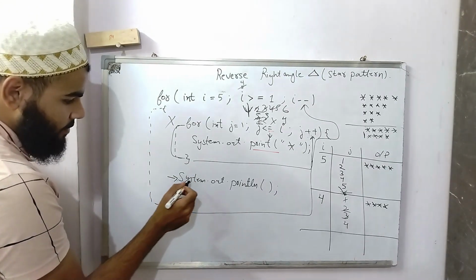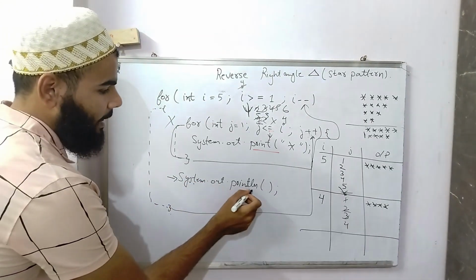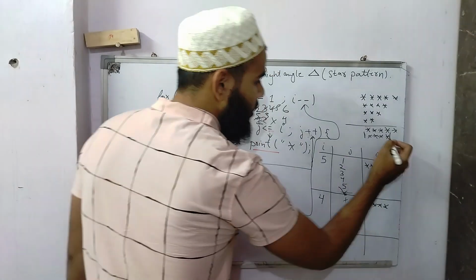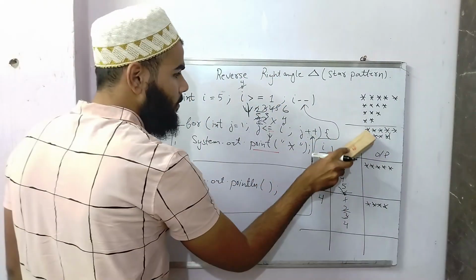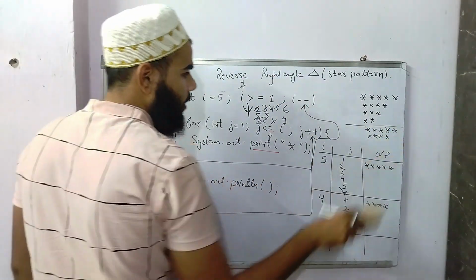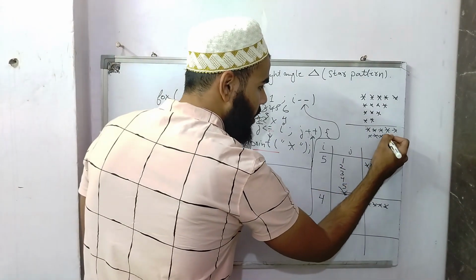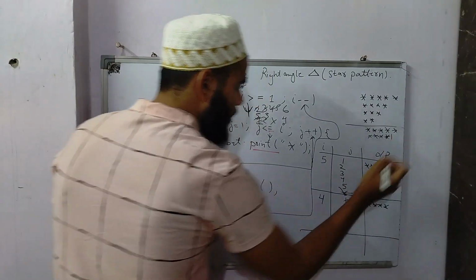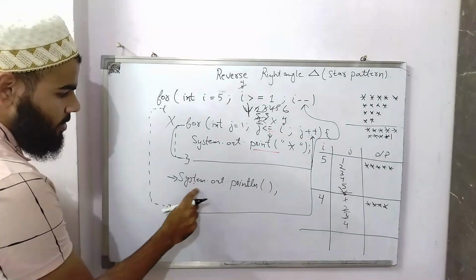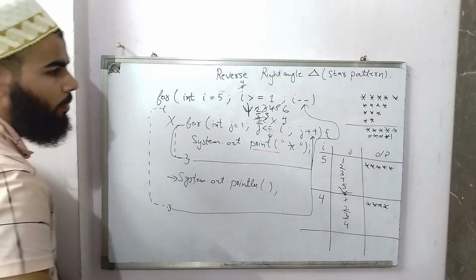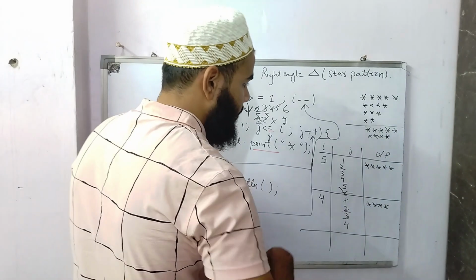So we are going to this line, which is system.out.println, which means that the cursor which was used here, earlier when the last star, the 4th star, was printed, our cursor was here. But when it sees this line, which is system.out.println, after this loop, it puts our cursor here.